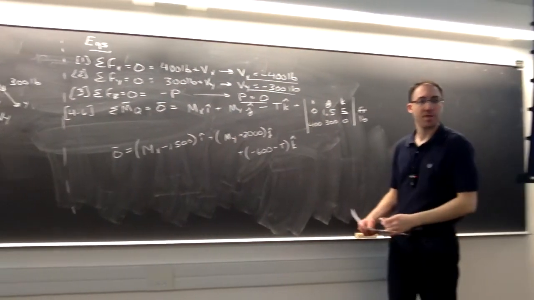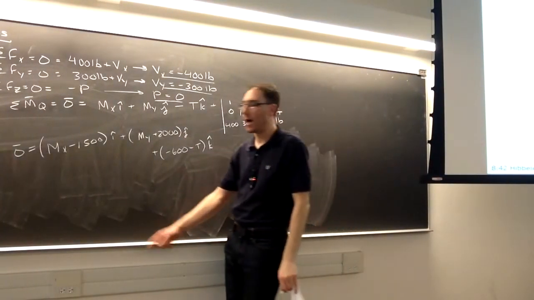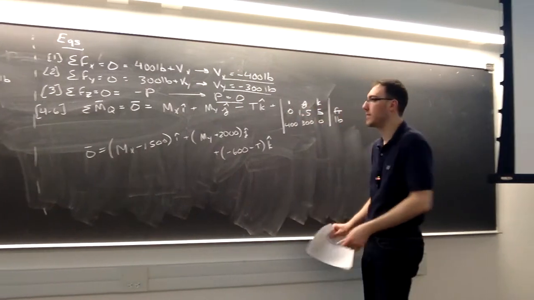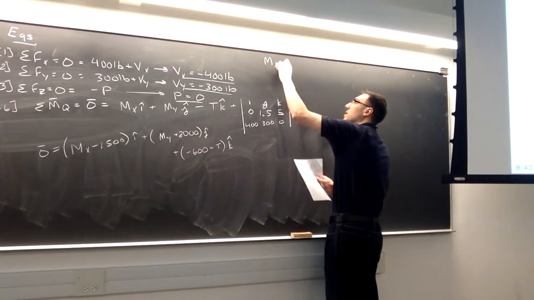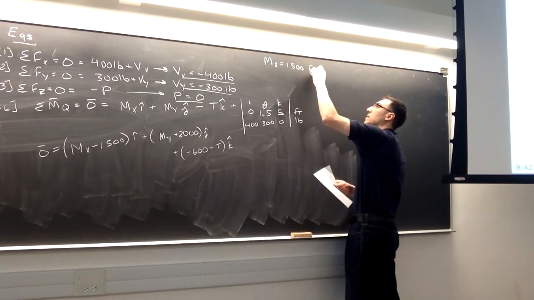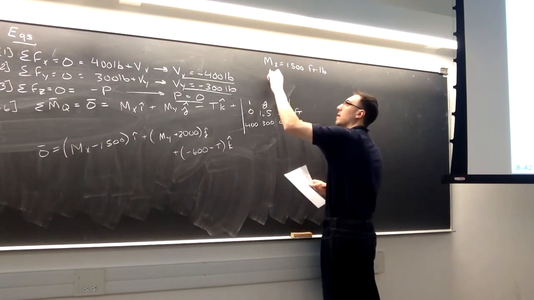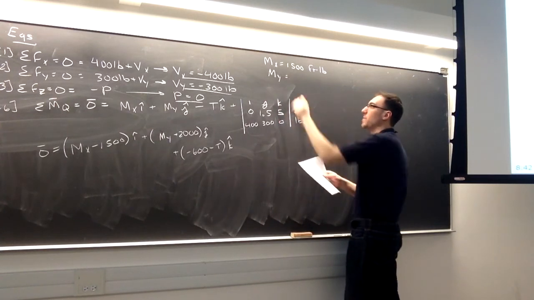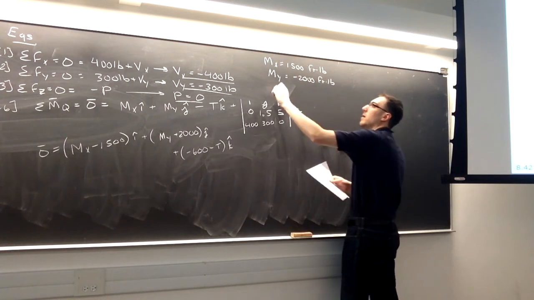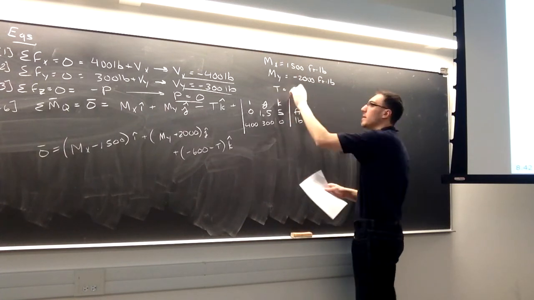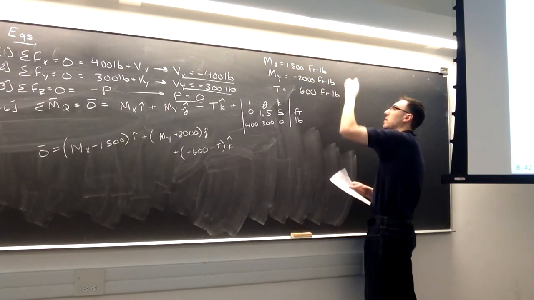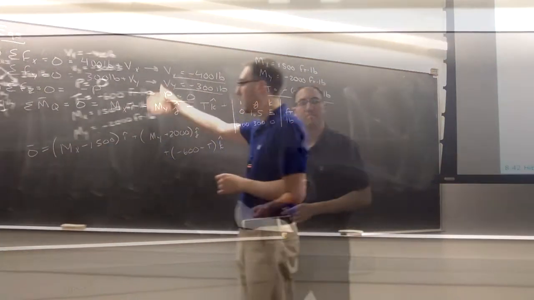I now can split this one vector equation. I can equate each of my components, or each of my coefficients, equal to 0 individually. So I'll get that Mx is 1,500 foot-pounds. My is going to be negative 2,000 foot-pounds. And my internal torsion T, negative 600 foot-pounds. Now we have the signs and the values.